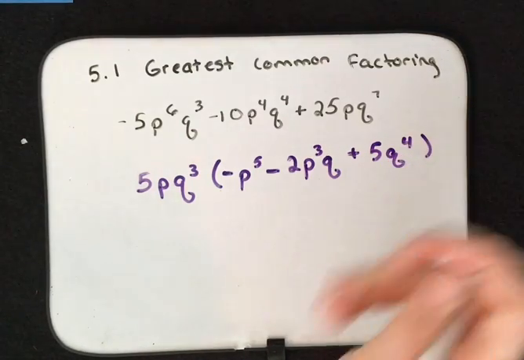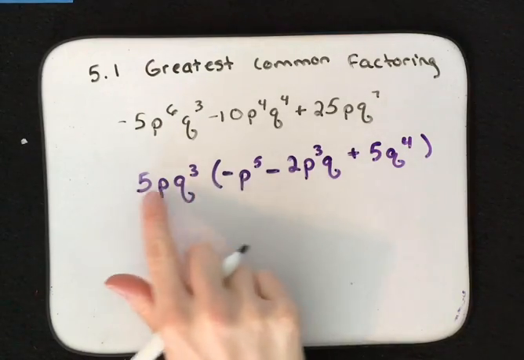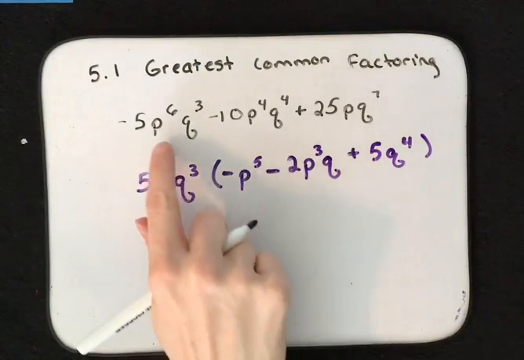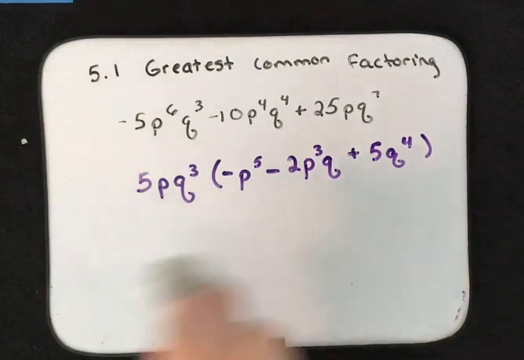You can always check by distributing back. When you distribute back, you'll multiply the numbers and you'll add your exponents, and you'll get right back to what we had here. Let's try again.